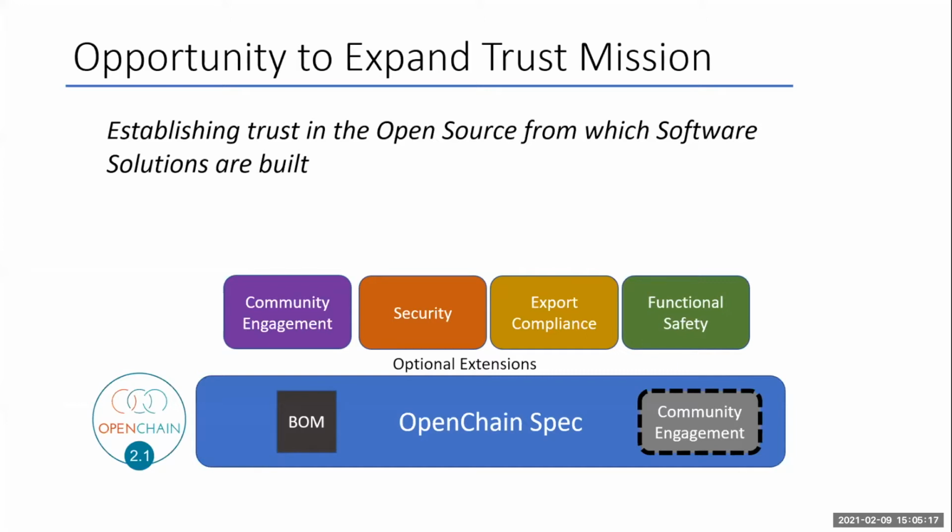So the basic idea is to take the current spec and allow us to start defining additional conformance areas that you can obtain to communicate trust to your supply chain. Now, I mentioned the three already: security, export, and functional safety. But the thing I also wanted to start to entertain is this idea of taking an existing section of the spec, the fifth or final section, which talks about community engagement, which has always been a lighter version of the spec, and moving it out and making it possibly one of our first optional pieces.